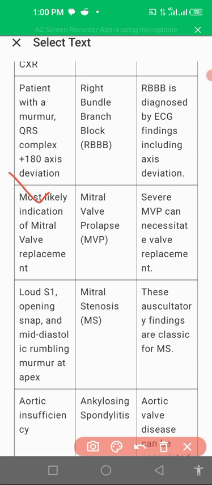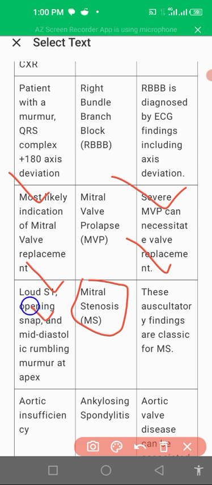Mitral valve prolapse most likely indicates mitral valve replacement. A severe mitral valve prolapse can necessitate valve replacement. A mitral stenosis patient has loud S1, opening snap, mid-diastolic murmur, and right ventricular hypertrophy is also there. These auscultatory signs indicate mitral stenosis.